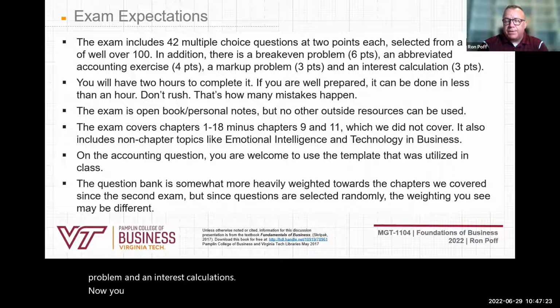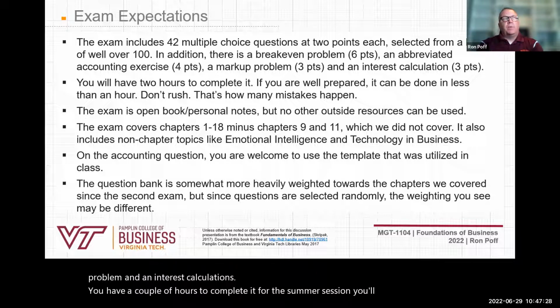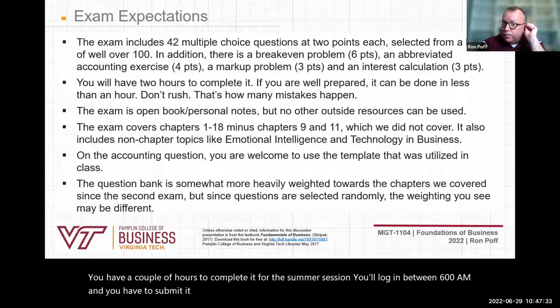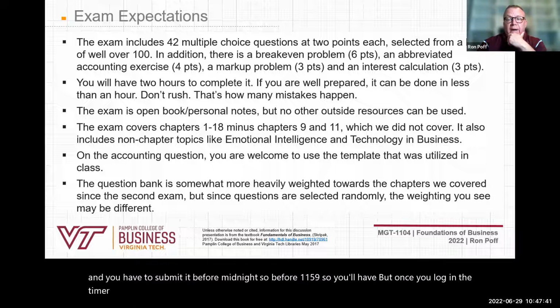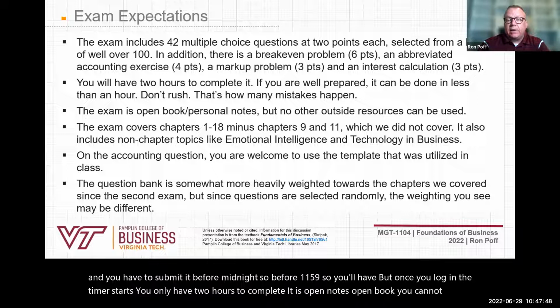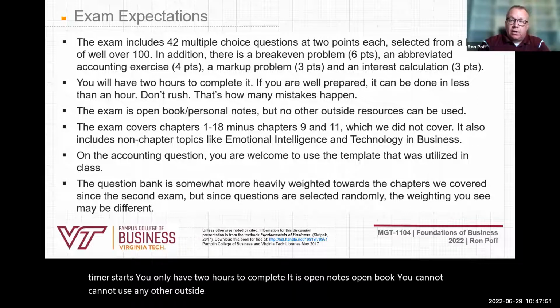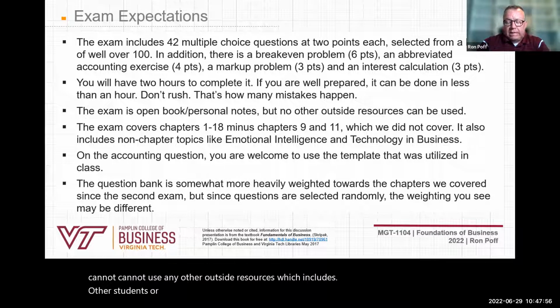Now you have a couple of hours to complete it. For the summer session, you'll log in between 6 a.m. and you have to submit it before midnight, so before 11:59. Once you log in, the timer starts. You only have 2 hours to complete it. It is open notes, open book. You cannot use any other outside resources, which includes other students or other colleagues.